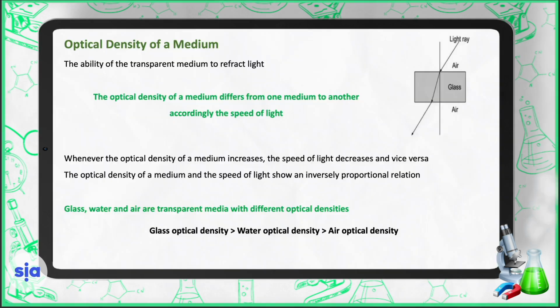Glass, water, and air are three transparent media. Can you predict the optical density of each of them, or compare their optical density and then the speed of light? Let's see together. The optical density of glass is more than that of water, and the optical density of water is more than that of air. Accordingly, the speed of light in glass is the least, and then the light speed in water is less than the light speed in air, which is the maximum.